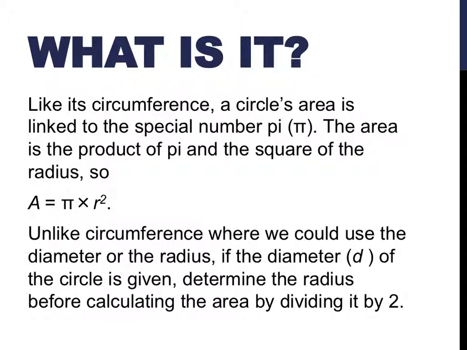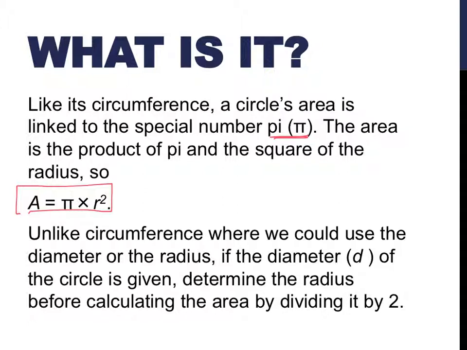Like its circumference, a circle's area is linked to pi, this fancy number pi. The area is the product of pi and the square of the radius. Product means multiplication. Basically, that's how I work out area. Area equals pi r squared, or pi times the radius squared.